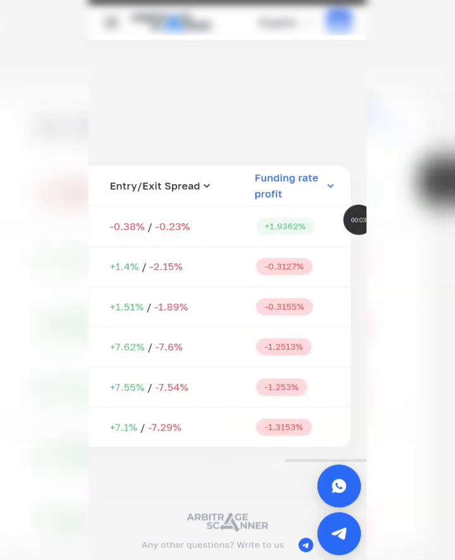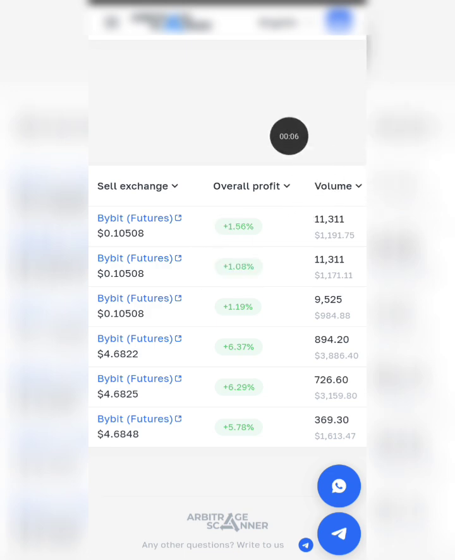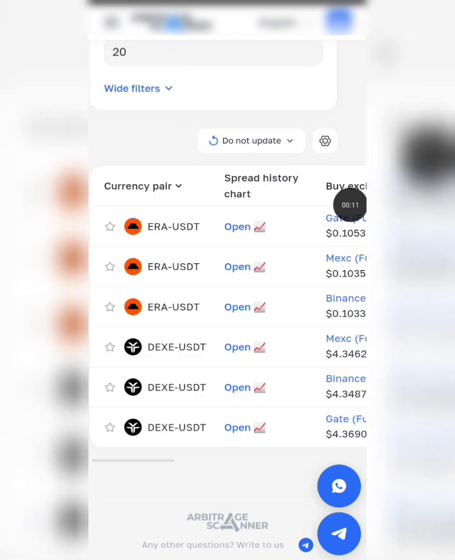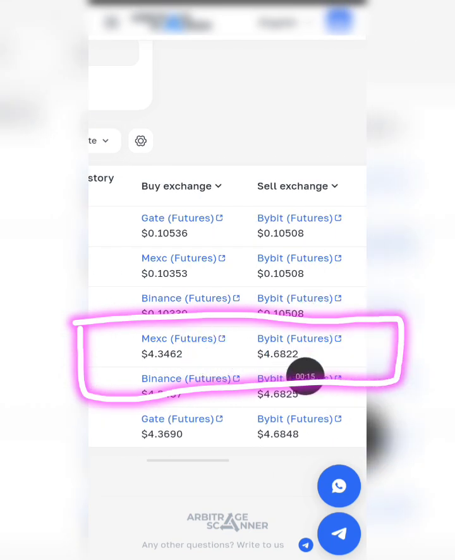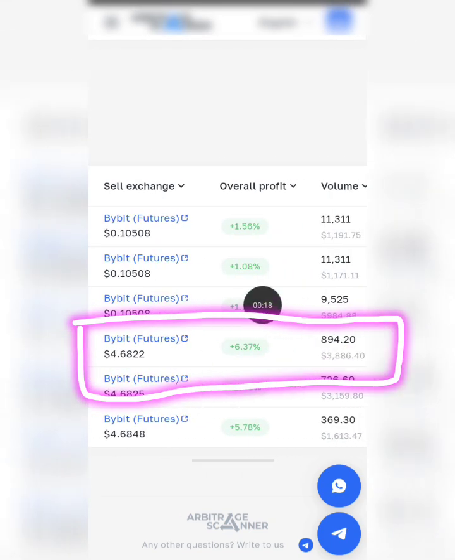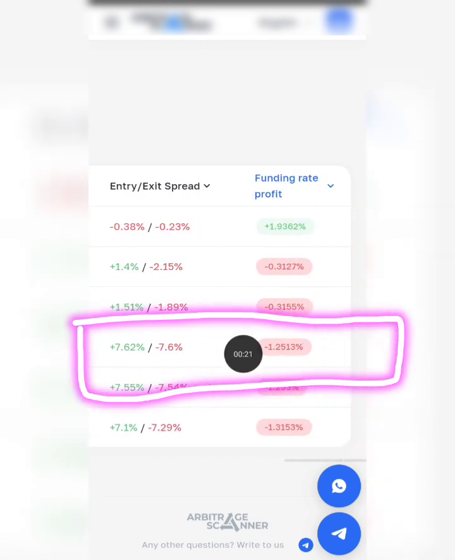It's either you are trying to take advantage of the funding rate profit, or if there's a big spread right here, you are trying to take advantage of the overall profit. Okay, so we have one example here in DEXC/USDT between MEXC and Bybit, where the overall profit spread is actually large and the funding rate profit is low.